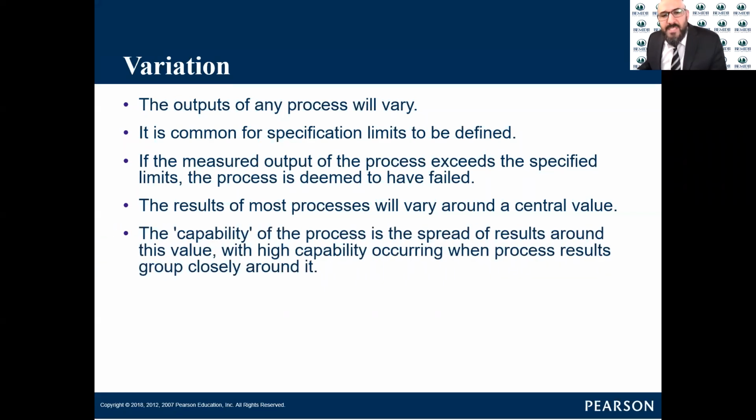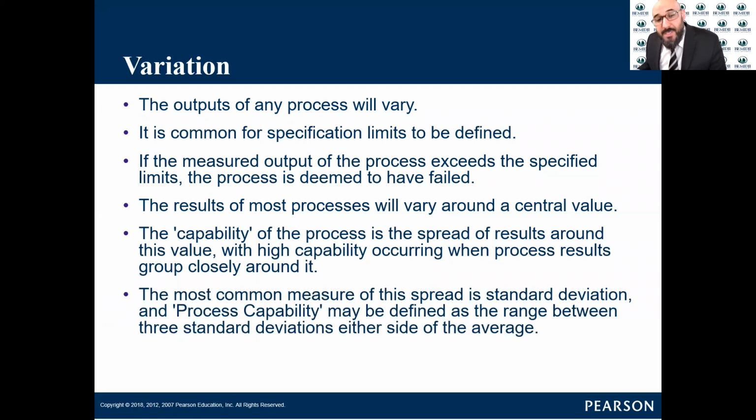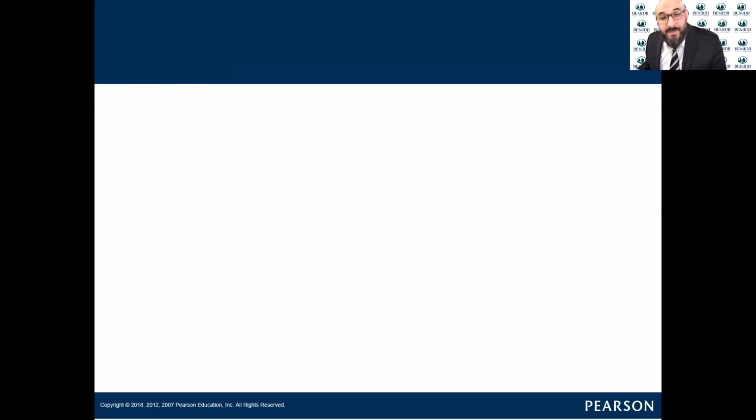The capability of the process is the spread of results around this value, with high capability occurring when process results group closely around it. The most common measure of this spread is standard deviation, and process capability may be defined as a range of 3 standard deviations either side of the average. So when we study process capability, we're going to study whether the process is centered or not around the 3 sigma on the right and 3 sigma on the left.